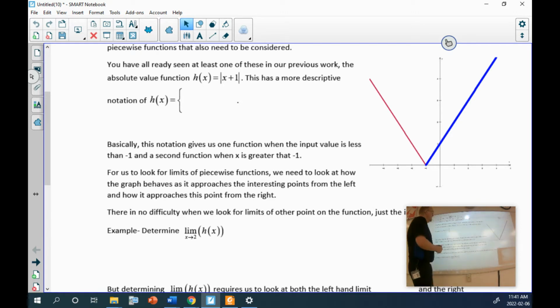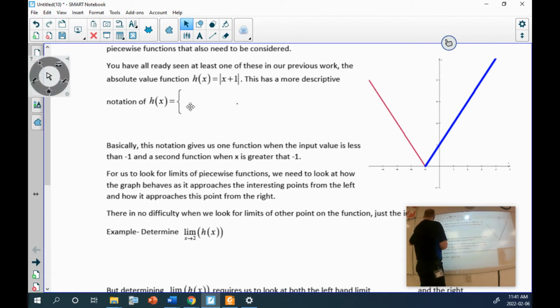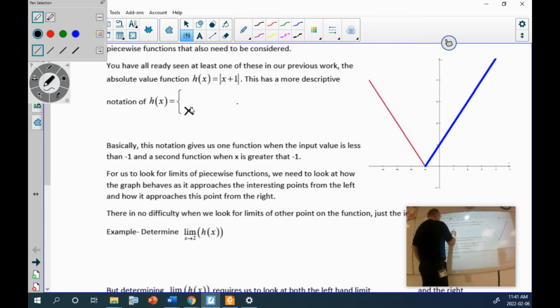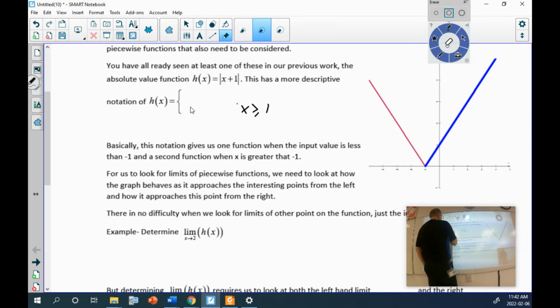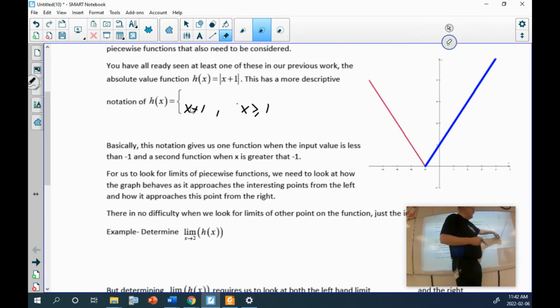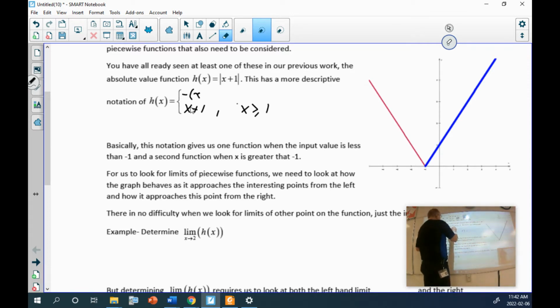The absolute value function, like this one, which is the absolute value of x plus 1. When x is greater than or equal to -1, the function is x plus 1. Okay, so that's this blue line on the graph. So once x is larger than -1, we have that function x plus 1. When x is less than that, our function is negative x plus 1. And we would write that when x is less than -1, I should say -1 in both of those cases.